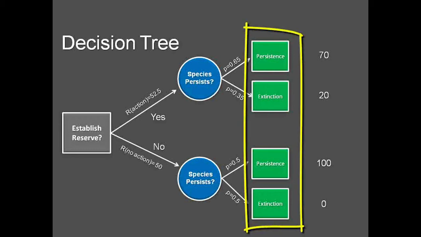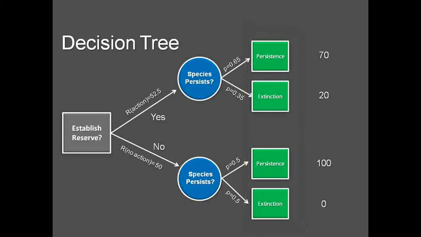We can establish a reserve and the population can go extinct, or it can persist. And we cannot establish a reserve and the population can go extinct or it can persist. So let's imagine the situation where we establish a reserve and the population persists. We like that outcome because the species has persisted, but we also recognize that we've spent some money on building the reserve, and so maybe we give that a score of, say, 70.